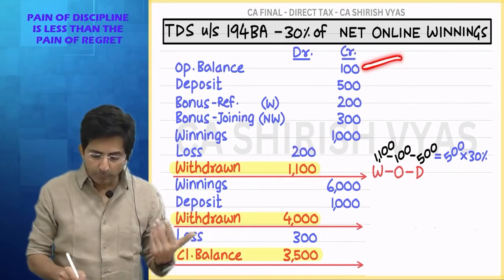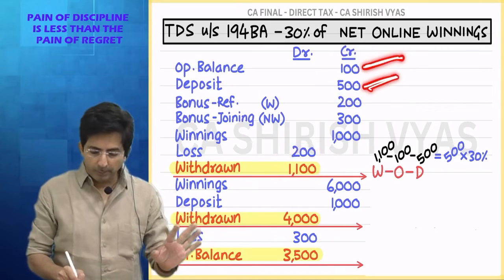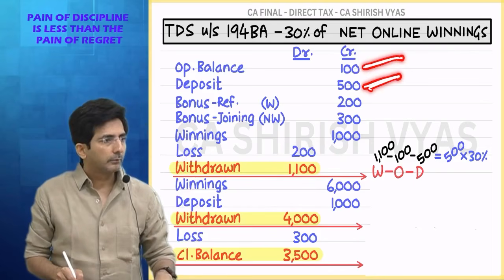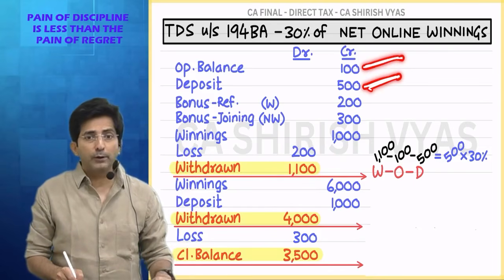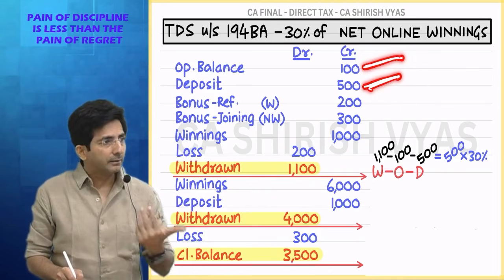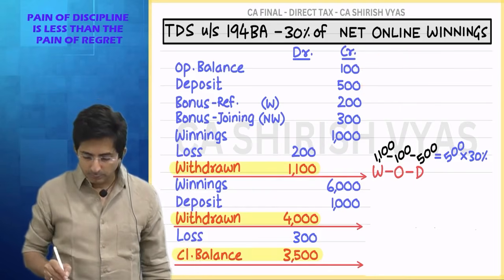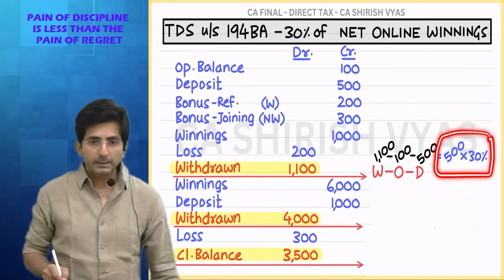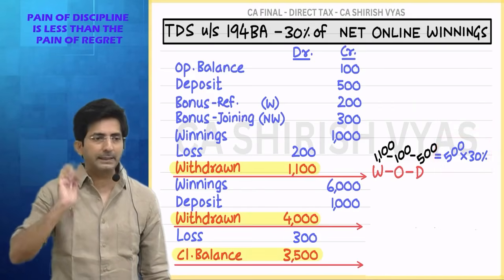Law presumes that opening balance has been withdrawn, deposit amount has also been withdrawn, and those amounts if withdrawn cannot be subject to TDS. So subtract it. After subtraction, what do you get? 500. 30% TDS comes to whatever, that is the TDS.